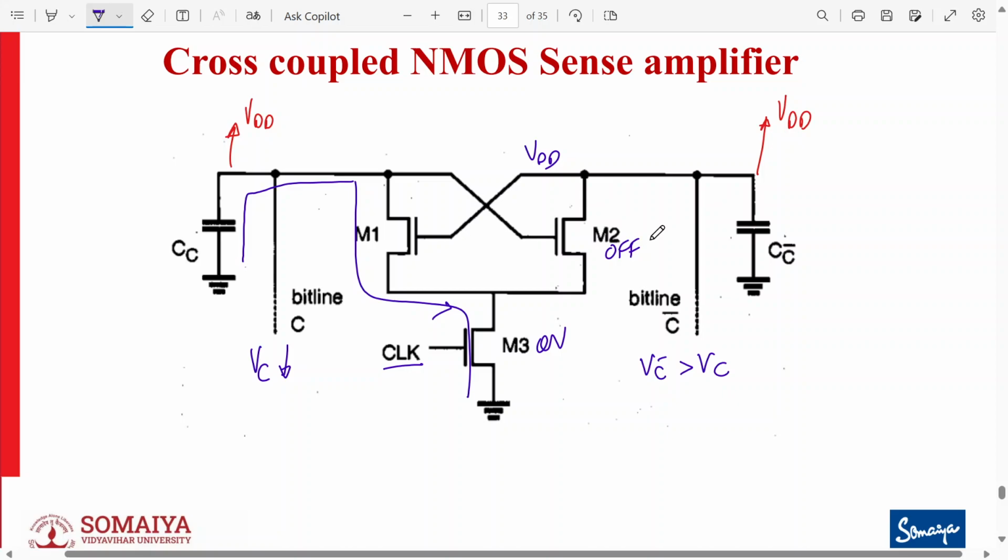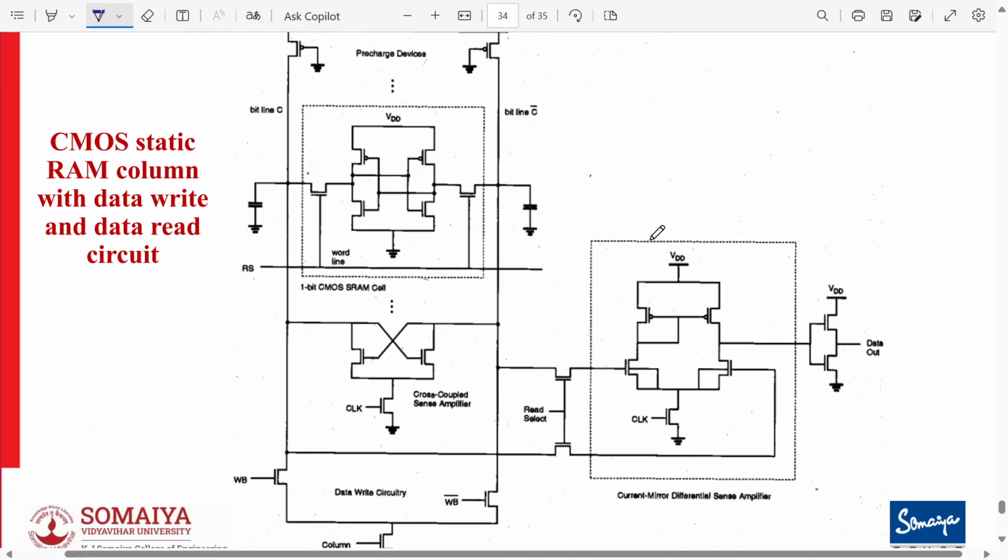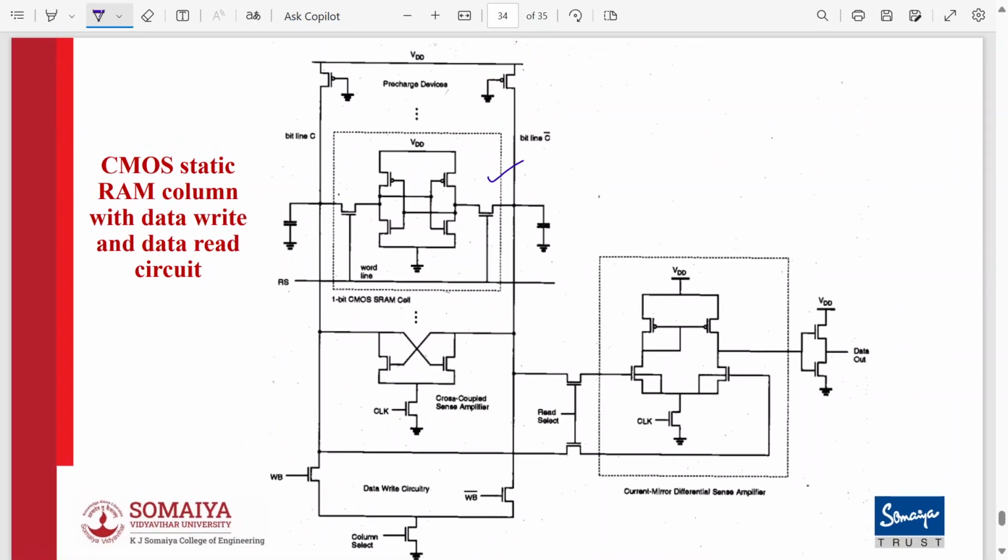Okay, so now this is the complete read and write circuitry. You remember this is my 6T SRAM cell, these are my pre-charge transistors, this is my SRAM sense amplifier, this is my CMOS cross-coupled sense amplifier, and this is my data write circuitry. So all the things together make a complete circuit of the CMOS SRAM 6T cell along with the data write and read circuitry. Here the cross-coupled sense amplifier serves as a front-end structure to amplify the small difference between the two bit lines, whereas the differential sense amplifier detects the voltage difference and generates the appropriate output level.